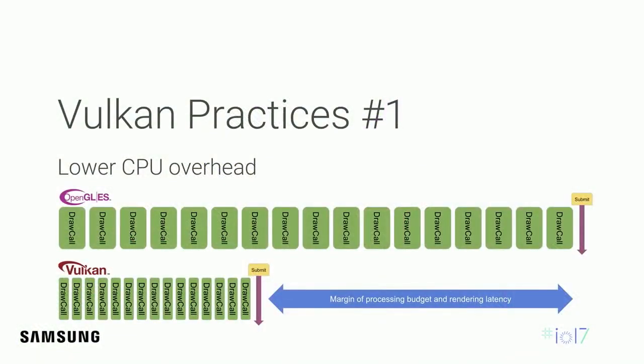First, low CPU overhead. Vulkan has a thin structure, so the driver can have very small overhead on the CPU. Over 100 draw calls can easily spend some milliseconds with GLES, but Vulkan doesn't. This will give you some margin on resources, and you can use this for better performance or longer battery life.